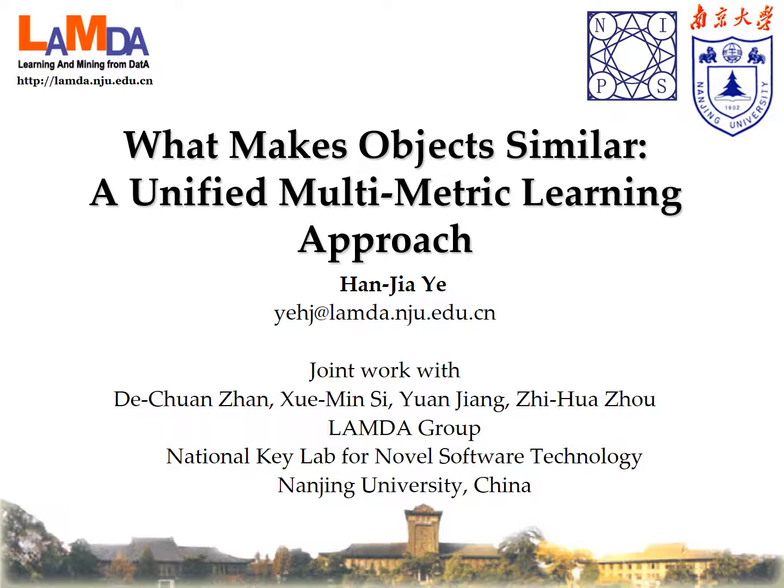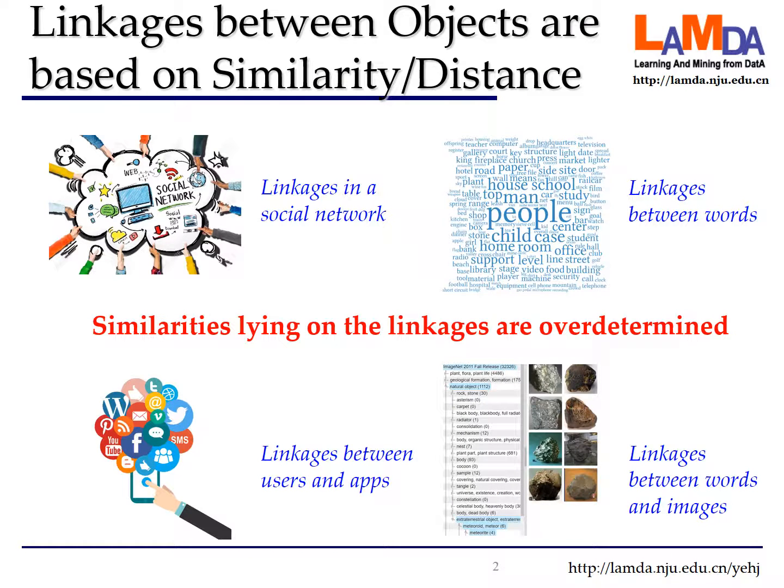Here goes a brief introduction to our work, "What Makes Objects Similar: A Unified Multi-Metric Learning Approach." The nature of linkages between objects is essentially determined by similarity measures that may be derived from multiple perspectives, and the linkages lie in various areas, for example in social networks, images, and texts.